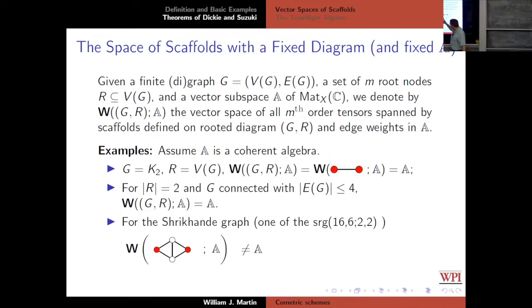So you can check that if the number of edges is at most 4, then there's no way to get outside the Bose-Mesner algebra. But if you take this K4 minus an edge, this differentiates the Shrikhande graph from the complete graph. Apply this to a Doob graph, and you get something outside the Bose-Mesner algebra. You get a different thing than you have inside the Bose-Mesner algebra. So very quickly, the vector space becomes bigger than the Bose-Mesner algebra. Okay? Well, actually, I haven't proven to you that it contains the Bose-Mesner algebra, have I?